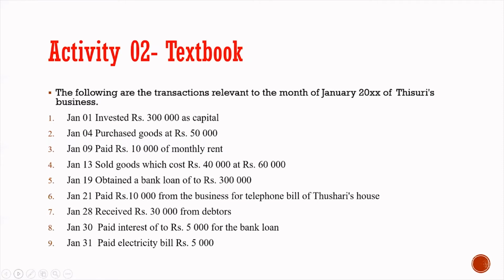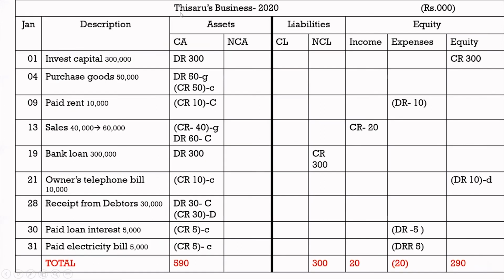Lastly, I'm going to describe how the accounting equation is formed. This is taken from your activity number 2 textbook, so you can see all the transactions. I have taken the same thing. If you want, you can pause the video and see how the dates and the transactions are mentioned. I have created the simple accounting equation here.